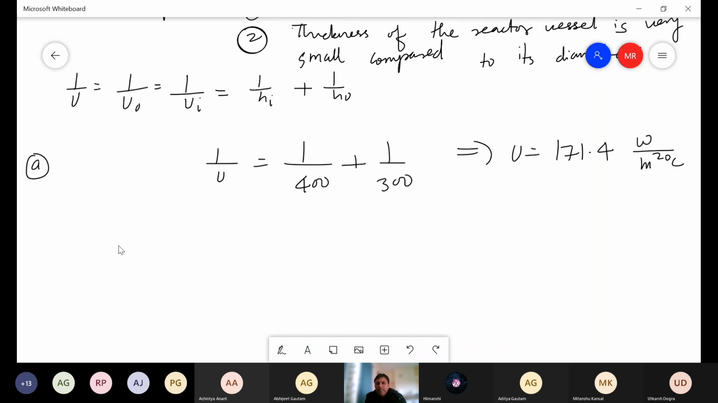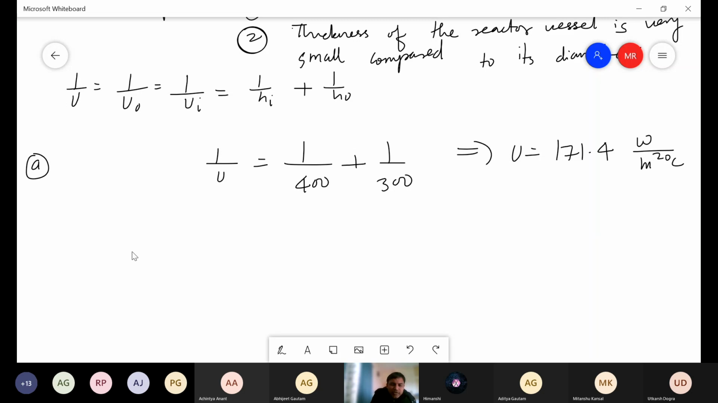Is it correct? Yes, sir. So this is the answer for part A. Now in part B, what we wanted to find out is the time required for reaching the temperature of 80 degrees Celsius from the starting temperature of 24 degrees Celsius.